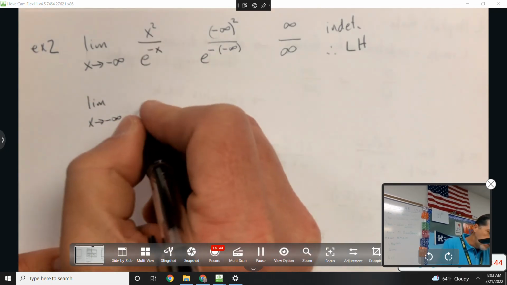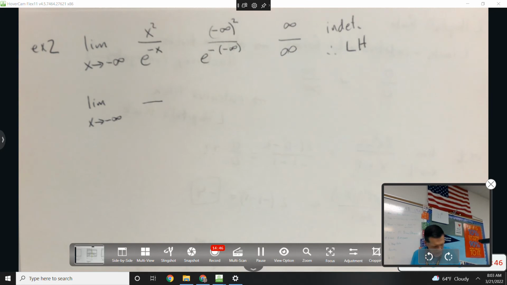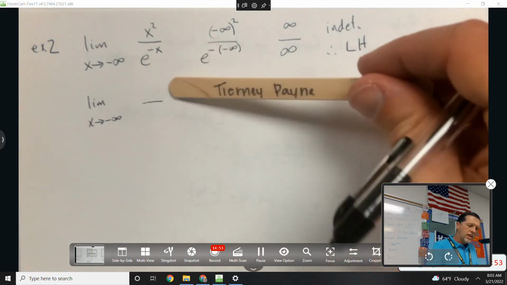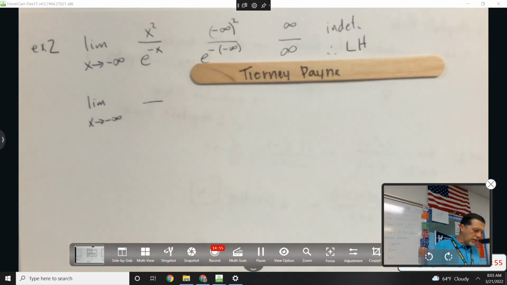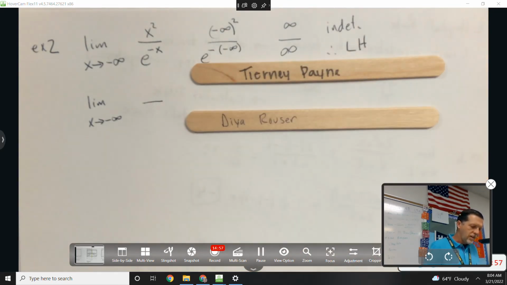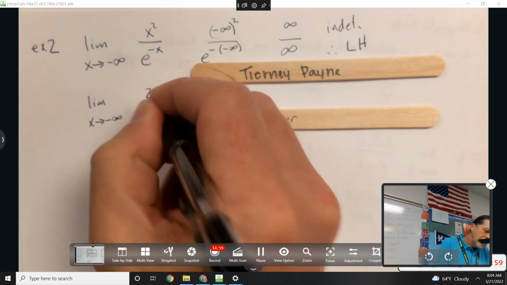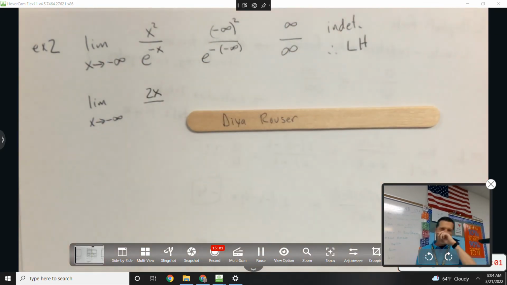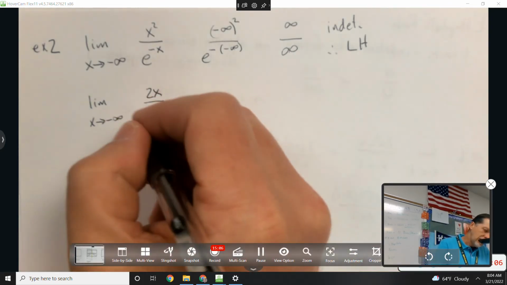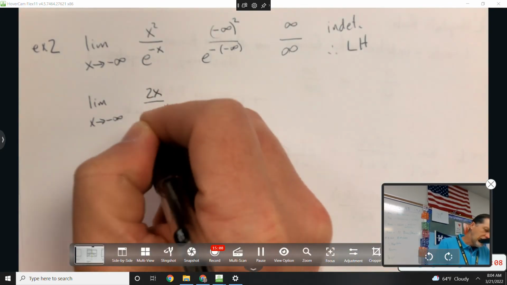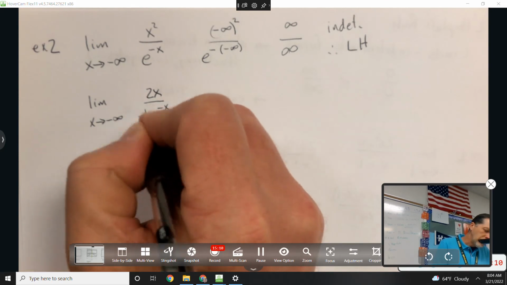So derivative of the top. Pick on some people today. Tierney, what's the derivative of x squared? 2x. Dia, what's the derivative of e to the negative x? Good. E to the negative x times chain rule -1.